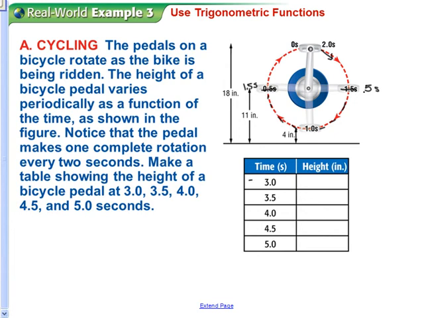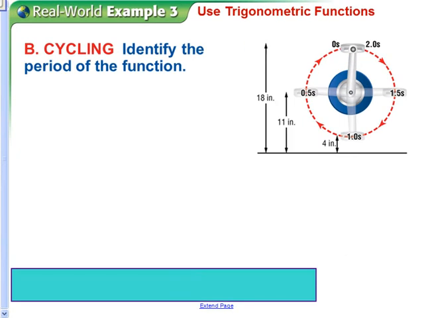Where would we be at 3 seconds? Going around once is 2 seconds, and we need one more, so we'd end up down here. How high is that? That would be a height of 4. Then at 3.5, that would end up being over here again, which is up to 11. At 4, it's up to the top again, that's 18. At 4.5, back to this spot right here, so that's 11. At 5, now we're down at the bottom, 4. So that's the height of it.